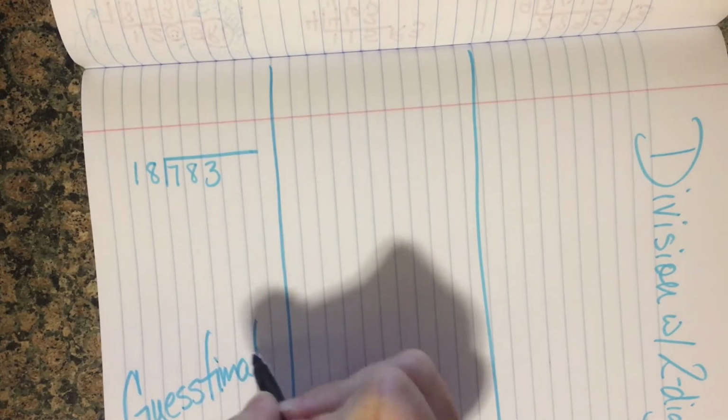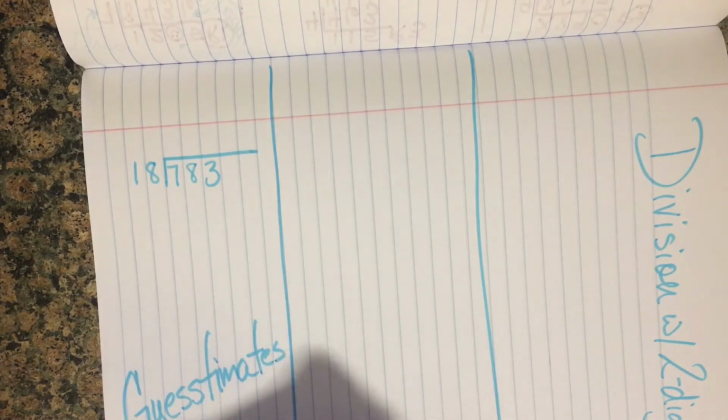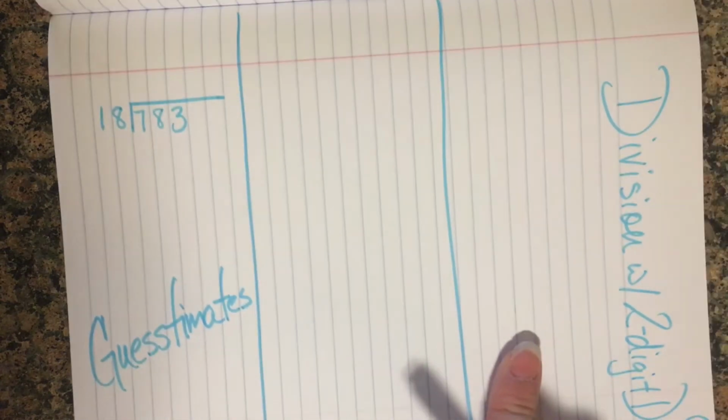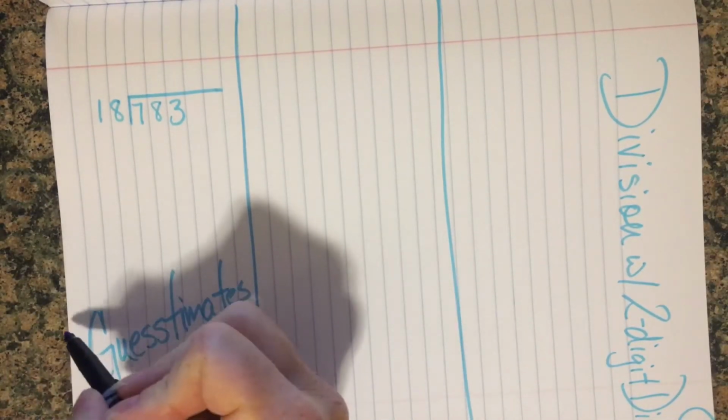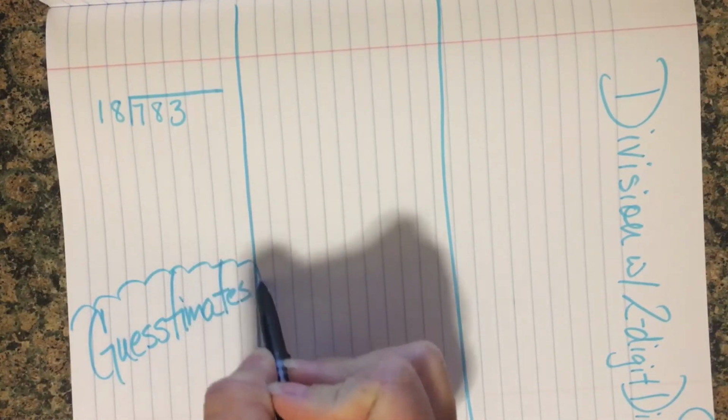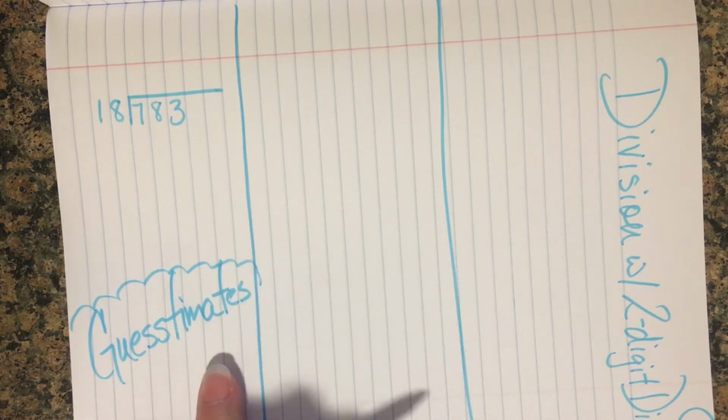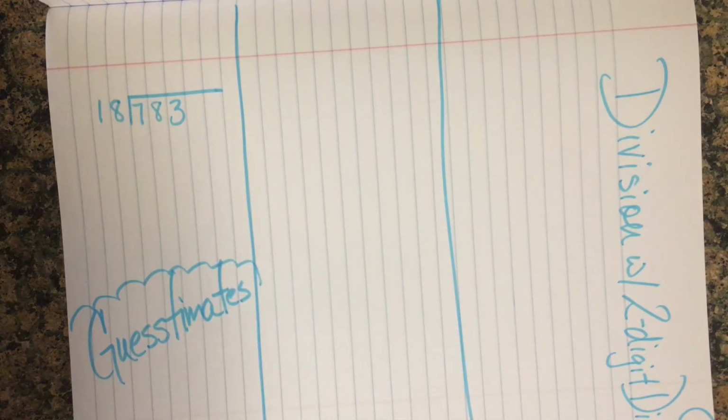Guesstimates are just what it sounds like. You're going to have a section of your paper. I like to use this bottom part to put all your guesstimates at, and that way you've got that to help you get through the problem.